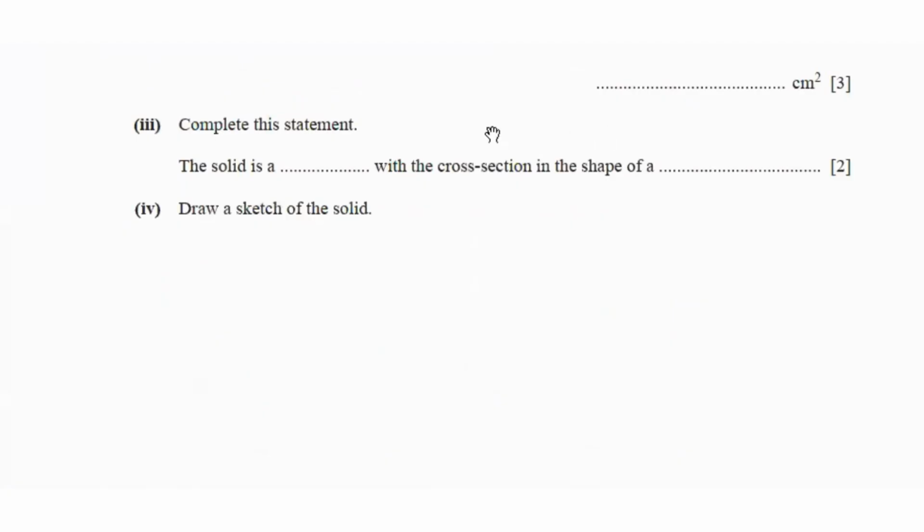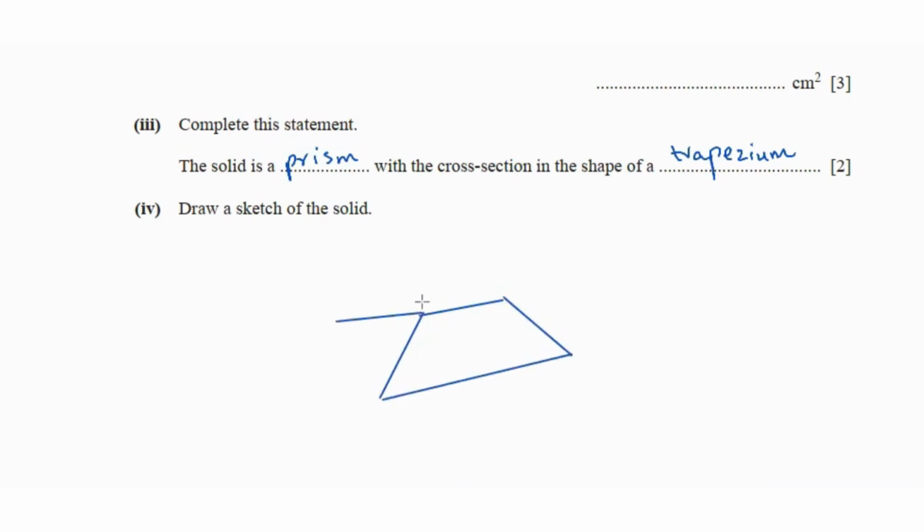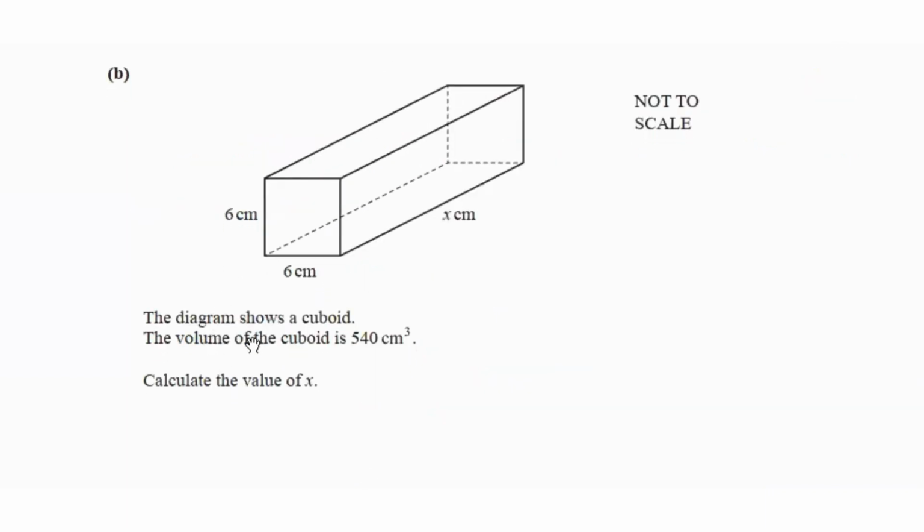Then it says complete the statement. The solid is a prism with the cross section in the shape of a trapezium. Draw a sketch of the solid. So the sketch of the solid is going to look something like this.